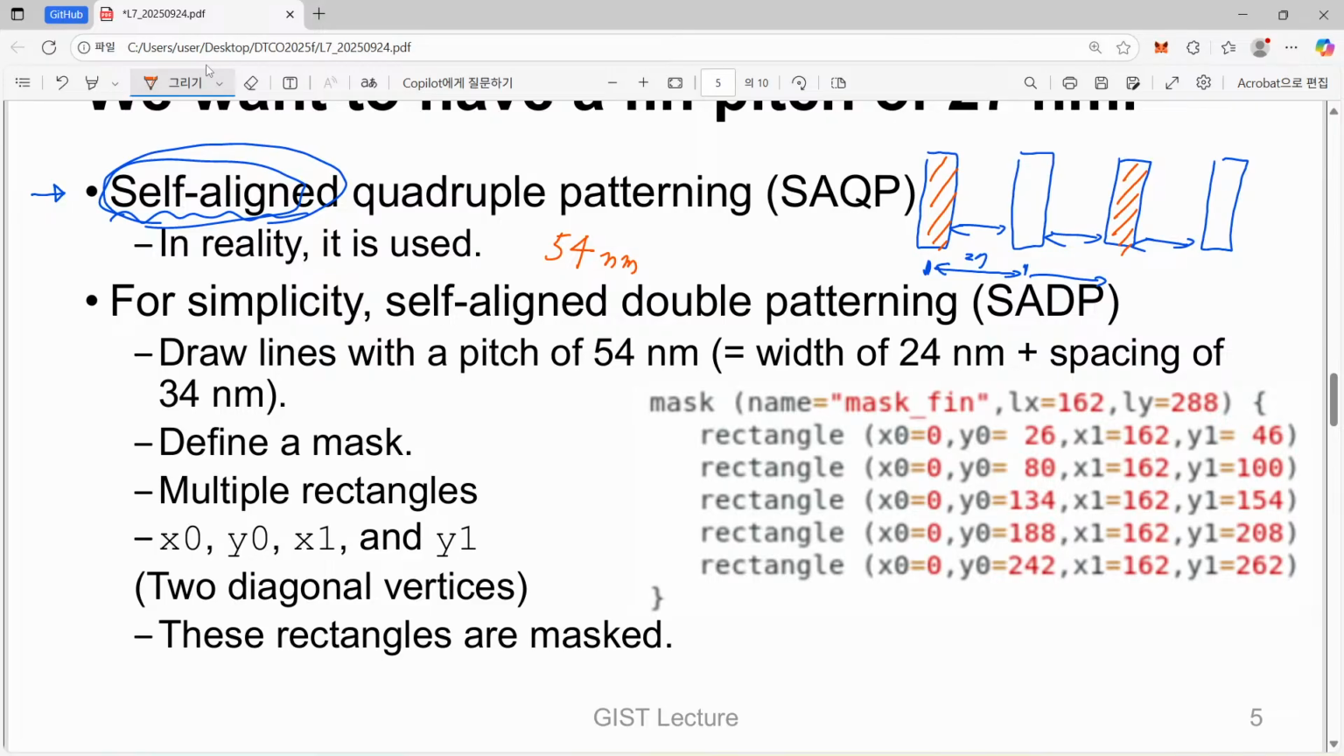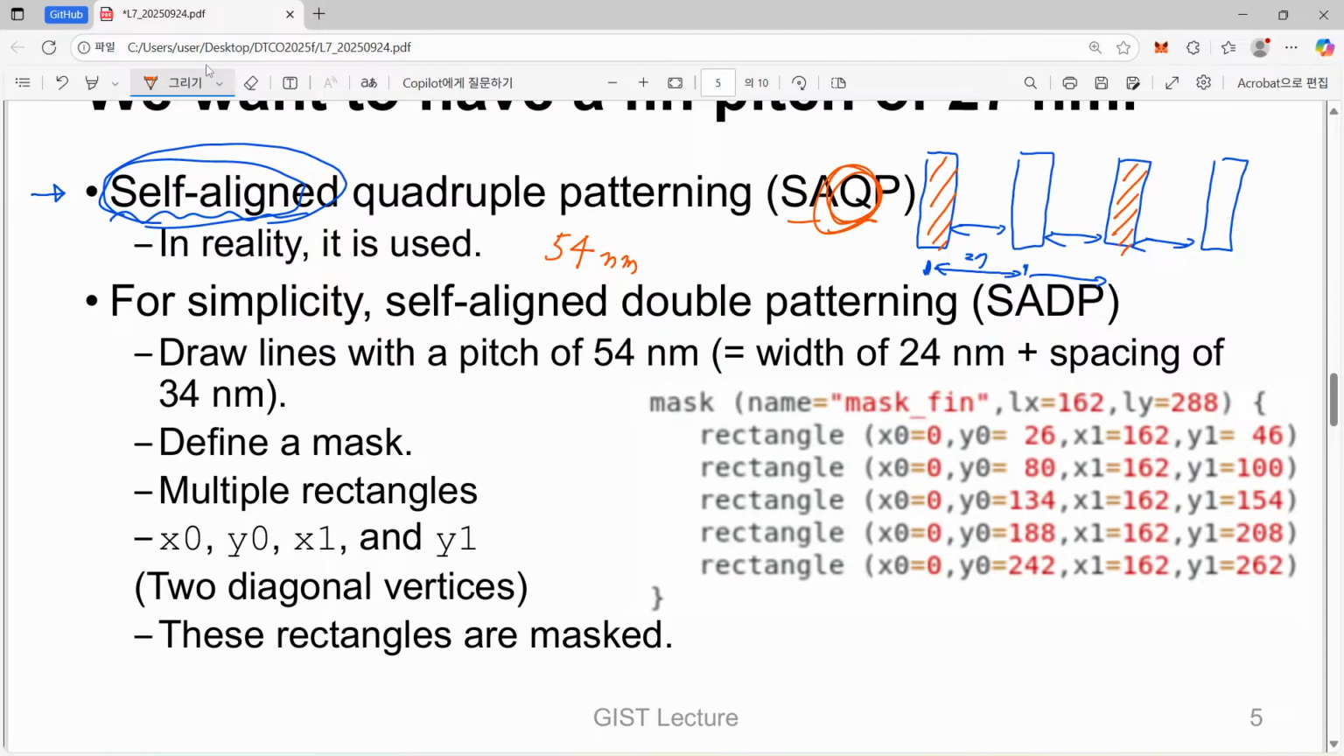Actually, please don't be fooled by my assumption. A pitch of 54 in reality is not achievable by our DUV technology. Actually, it is done, but it can be done with the EUV technology. So DUV is not possible. So that's the reason why we have to use SAQP. I will explain it later.